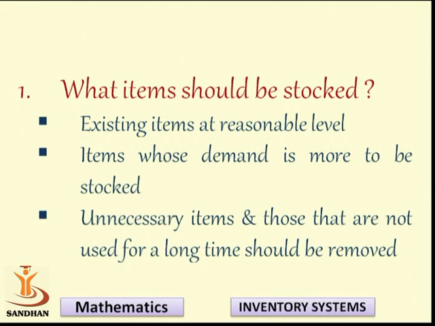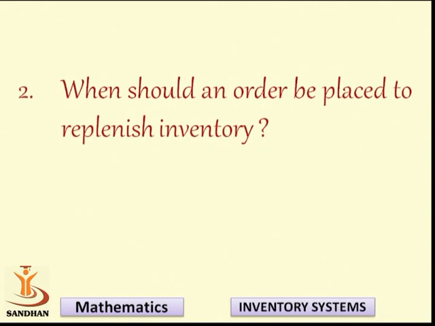Unnecessary items or items that are not used for a long time should be removed from inventory. Why? Because when we physically stock these items, they actually use physical storage space, and this is cost consuming, and as a result of which we have to identify those items that are used on a day-to-day basis and items that are in demand which should be stocked, and unnecessary items should be removed from the inventory. The second question that we need to answer is, when should an order be placed to replenish inventory? That is, when do we identify that this particular item is depleting and we need to replenish it again?